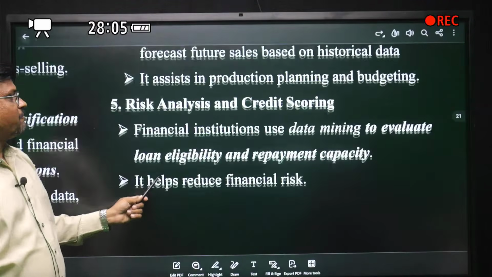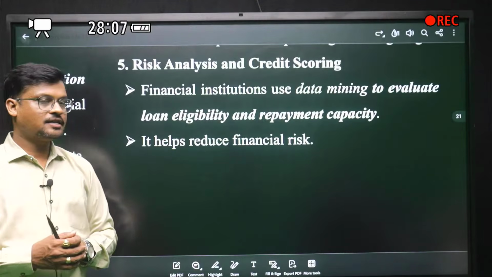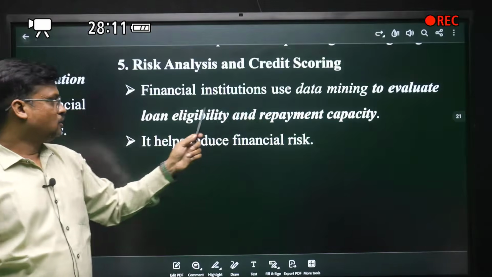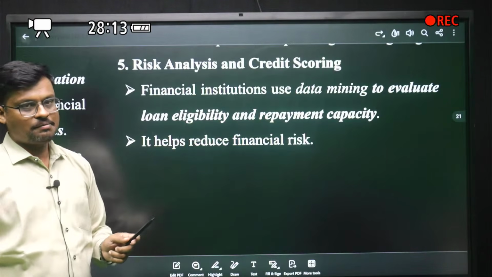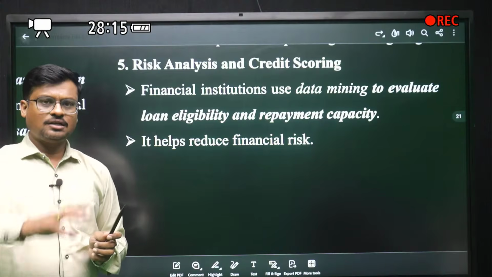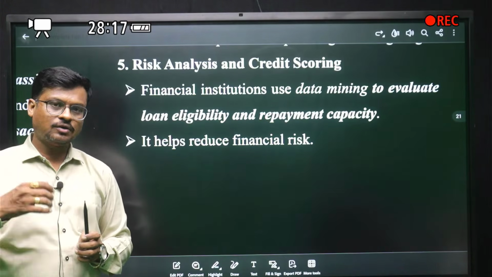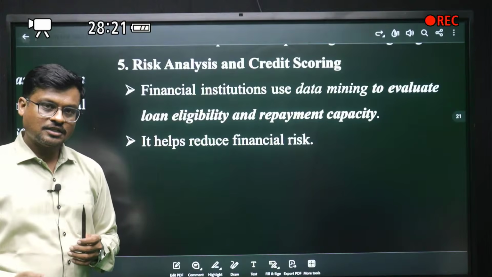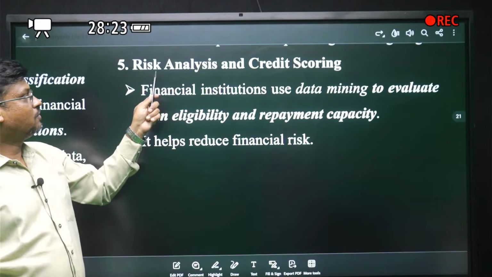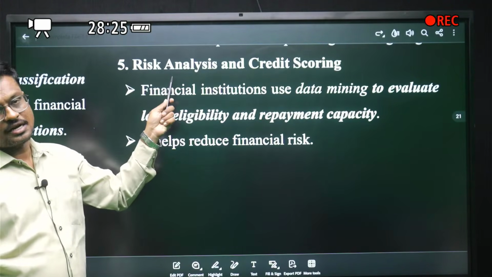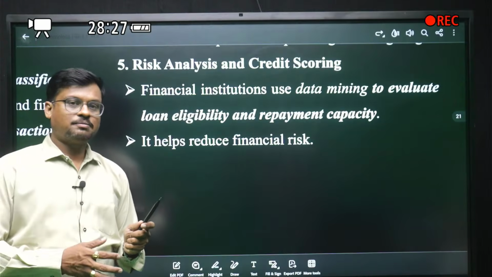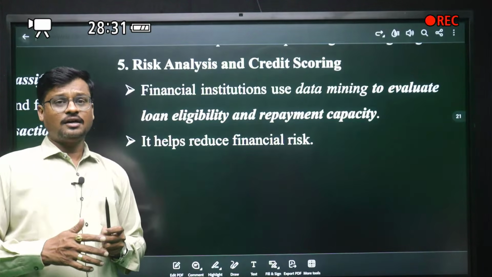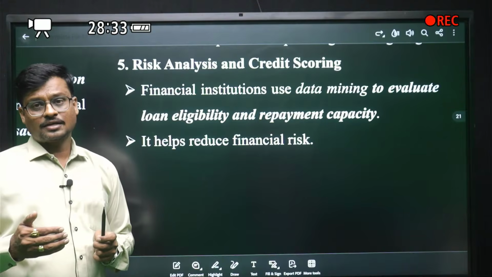Fifth one is risk analysis and credit scoring. Financial institutions use data mining to evaluate loan eligibility and repayment capacity. Like there is a person whose age is 25, whose salary is 50,000, coming for a 20 lakhs loan. Now, what will be the chance of repayment of the loan? We can analyze with risk analysis and credit scoring. Suppose a person whose age is 50 and whose salary is the same 50,000 comes for a 20 lakhs loan.